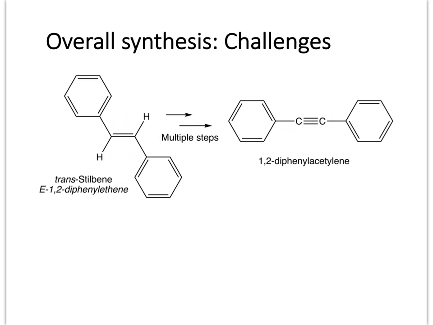But we have to remember, if we look at this, here we have in the alkene a sigma bond and one pi bond. Here in our alkyne we have a sigma bond and we have two pi bonds. Well, the only way to create a pi bond is to do an elimination reaction.